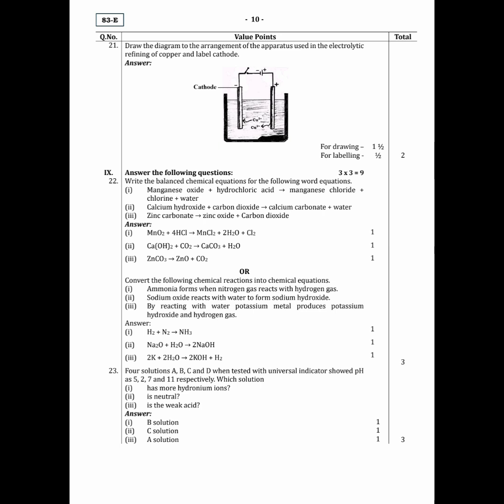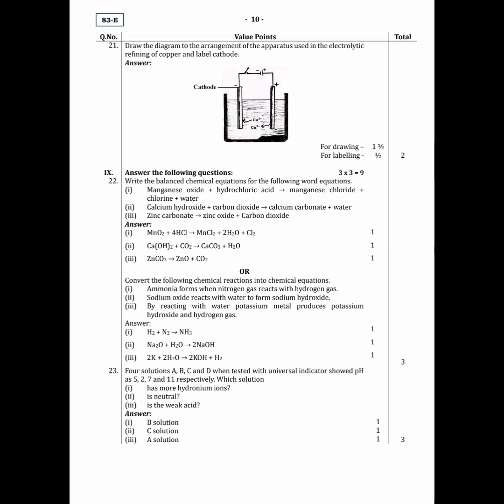Answer: MnO2 + 4HCl gives MnCl2 + 2H2O + Cl2. Subquestion 2: Ca(OH)2 + CO2 gives CaCO3 + H2O. Subquestion 3: ZnCO3 gives ZnO + CO2.